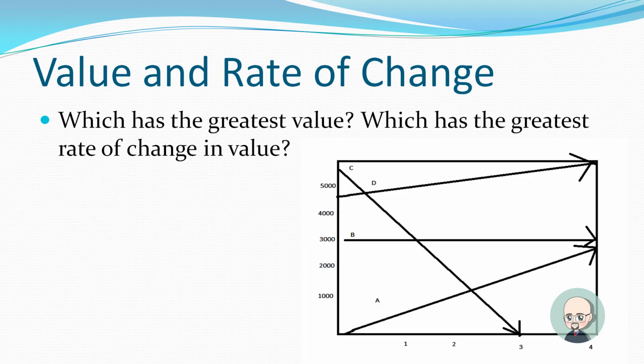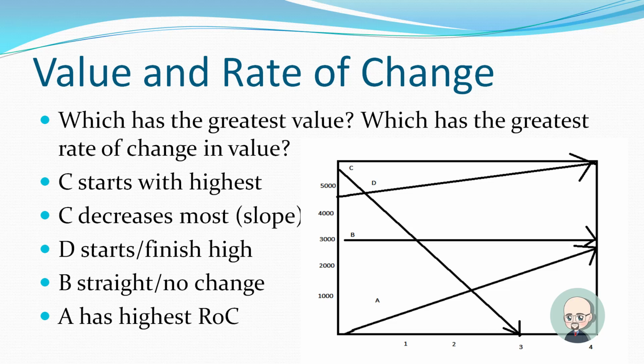Okay, let's look at value and rate of change. Which has the greatest value? Which has the greatest rate of change in value? We're just going to go through this together. Okay, so if we look at line C, that starts with the highest value at 5,000. It also decreases the most. You can tell that from the negative slope. It's going down, so that by 0.3, it's at 0. So that's a huge rate of change in value. If you notice, the slope of that is like going straight down.